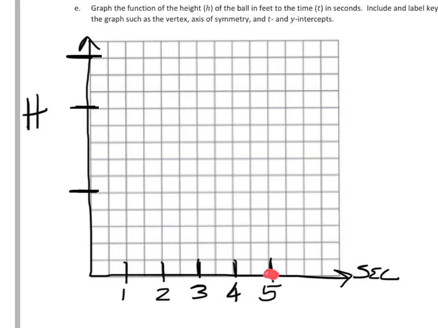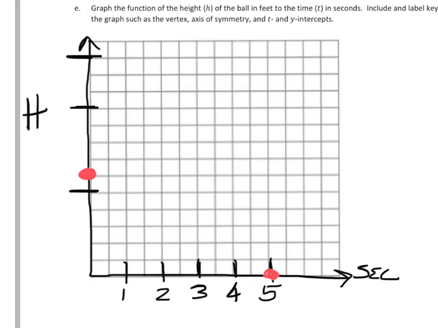The ball was thrown at 60 feet. So here it is. No time had passed when the ball was thrown. That's the ball being thrown at 60 feet. The ball reached its maximum height at 2.13 seconds. So we're going to come over here at 2.13 and go straight up.